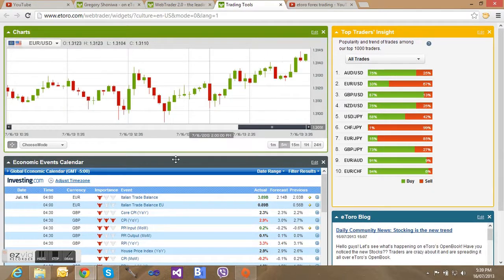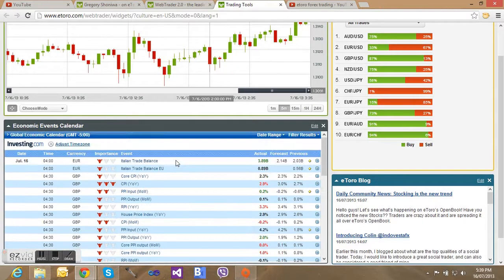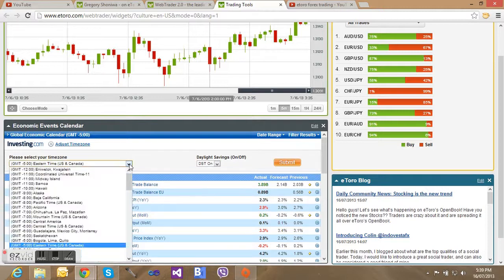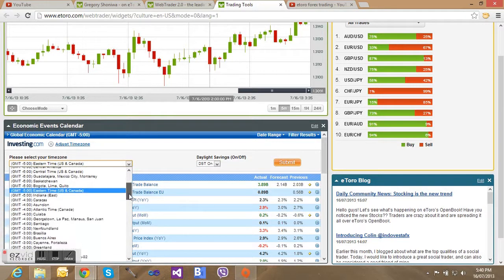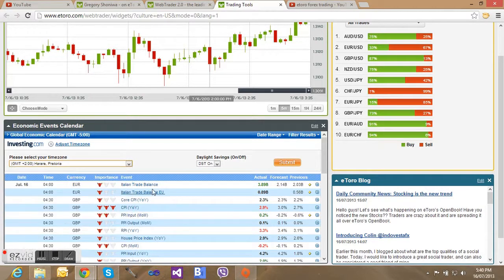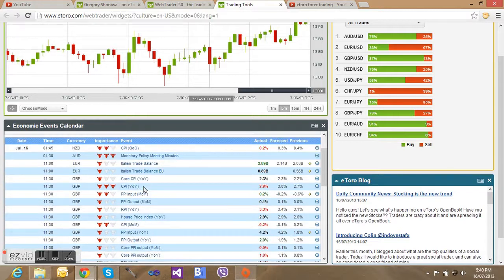It's also got a nice economic events calendar, which you can configure to your basic timeline. I found this awesome because it gives you a heads up on certain things like economic bills in America and things like that. Let me just put it in my timeline. I'm from Zimbabwe, Harare. I'm about +1 on the Greenwich Meridian.